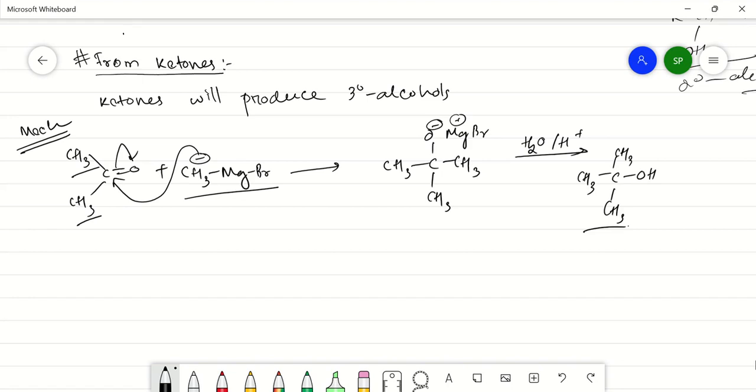So all of this discussed above are the methods for preparation of alcohols from different reactants and using different reagents. In the next class we will see the physical properties and the chemical properties.